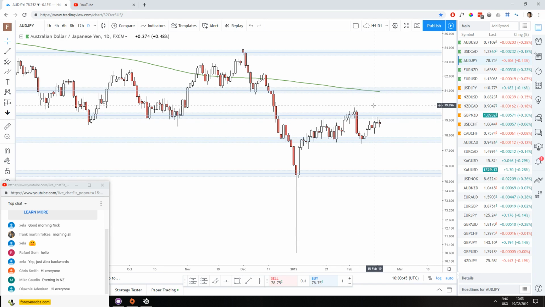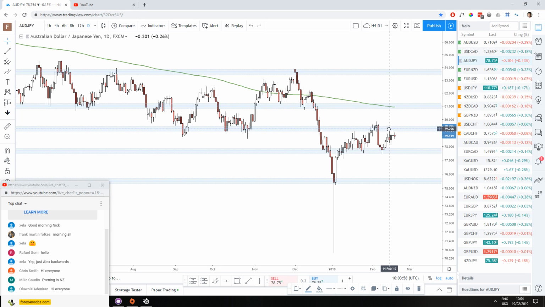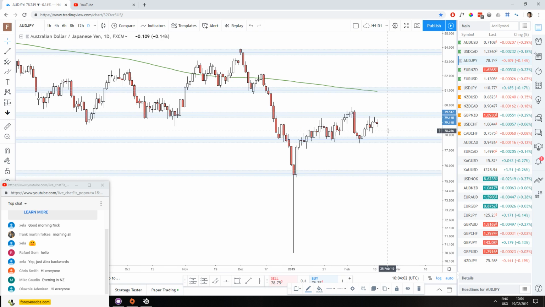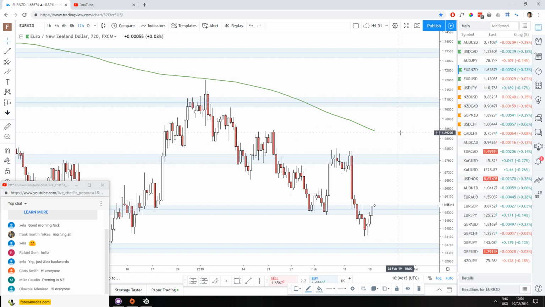AUD/JPY, this one you should have hit target by now. So this one would have been closed out with profit. There is a potential short here happening right now, but I don't really like it. It's forming too low. You're not gonna have much space for it to hit target. So yeah, let's not do anything with that.